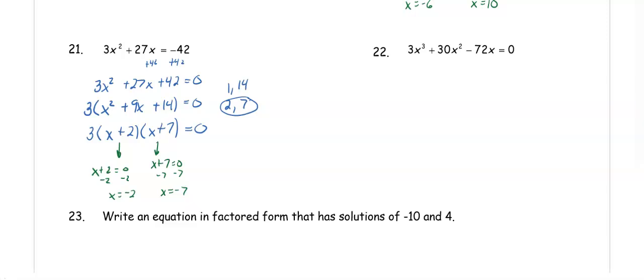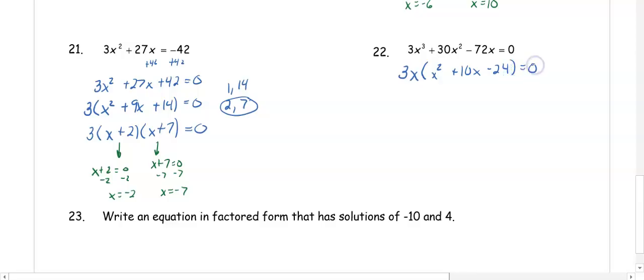In number 22, we need to take out a GCF of 3x. So we can get that first term to be x squared. And then we have 10x minus 24 equals 0. So numbers that multiply to 24: 1 and 24, 2 and 12, 3 and 8, 4 and 6. Because we're multiplying to a negative 24 and adding to 10, our smaller number is the negative. So we're going to use negative 2 and 12. So 3x times x minus 2 times x plus 12 equals 0.